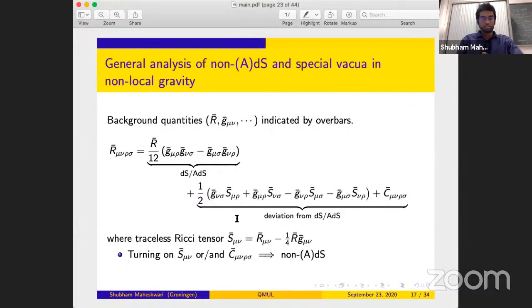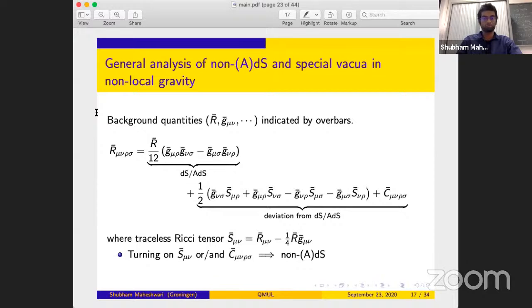Now I'll start the next part of my talk, which is based on the paper that came out in 2019. In that paper, we made a very general analysis of scalar, vector, tensor perturbations in non-local gravity. In particular, we focused on perturbations around non-maximally symmetric backgrounds. Typically, when people do perturbations, they either do it around flat space, de Sitter or anti-de Sitter, or around FLRW backgrounds.